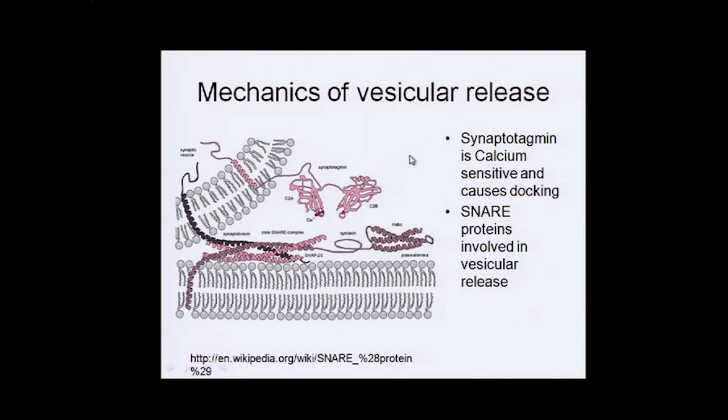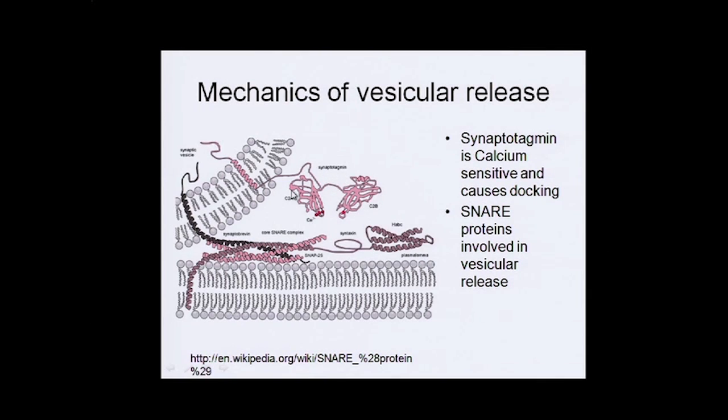So how does the actual release work? There's a big protein complex called SNARE on the outer membrane. And in the vesicle, there is another protein called synaptotagmin. Not really sure how to pronounce that. And it's calcium sensitive. So again, the action potential reaches the end and calcium flows into the cell.